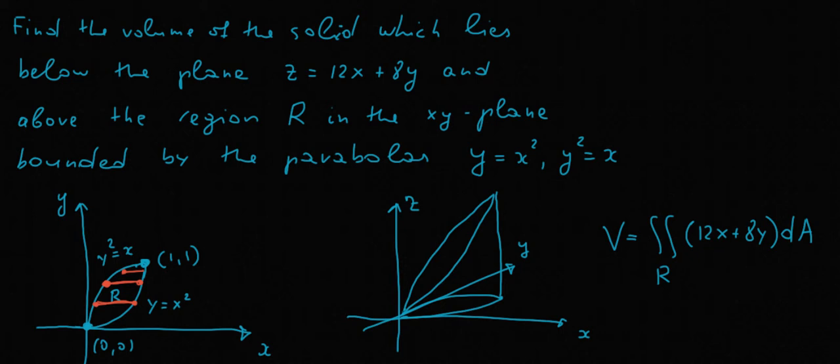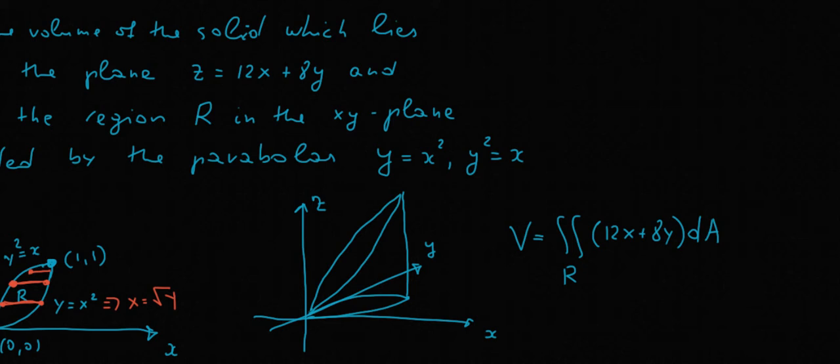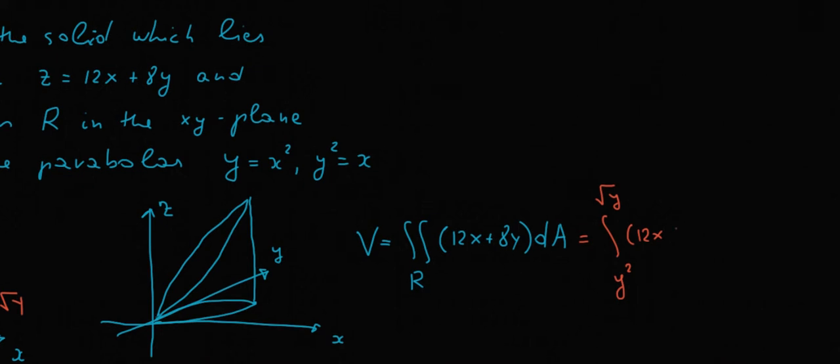So we do want to know the right endpoint of this cross section, and we need to solve this equation y equals x squared for x. Of course, we will find that x equals square root of y. And so accordingly, our first integration over x will have the limits from y squared to the square root of y. And what are we integrating? We're integrating 12x plus 8y with respect to x.